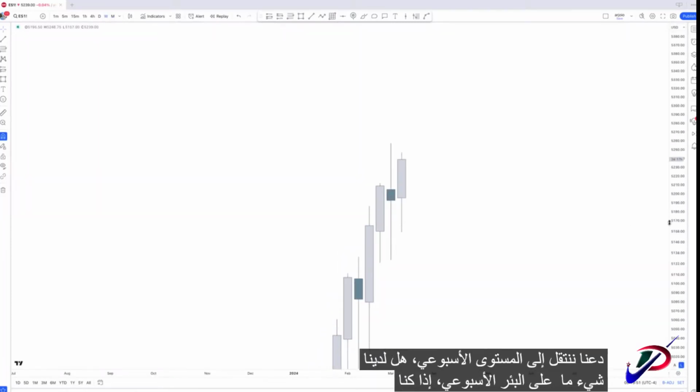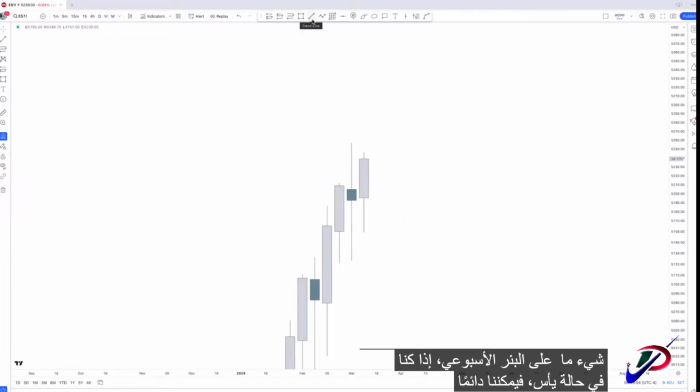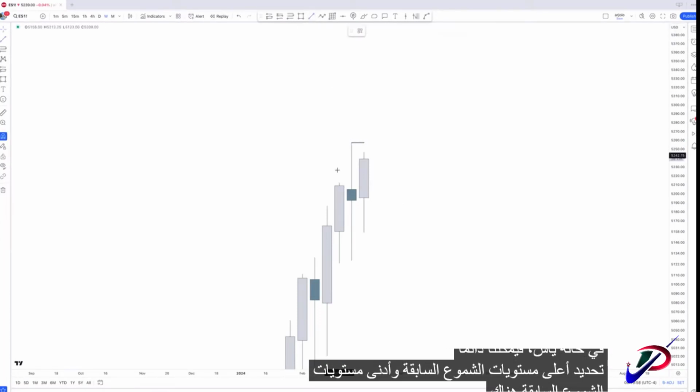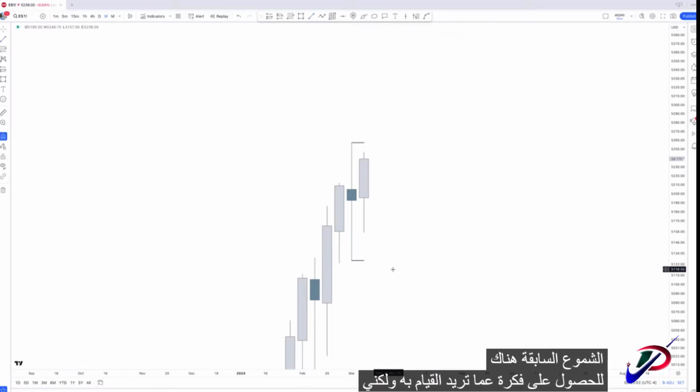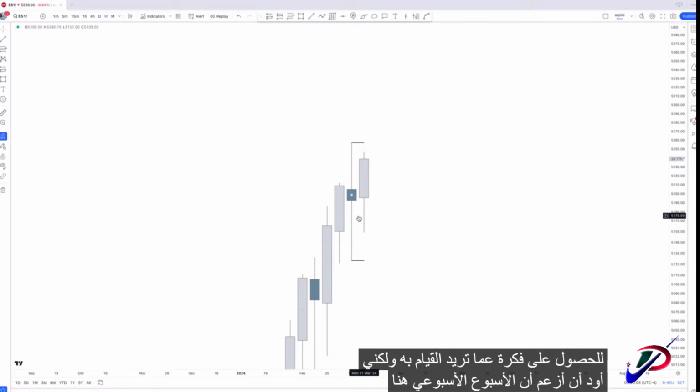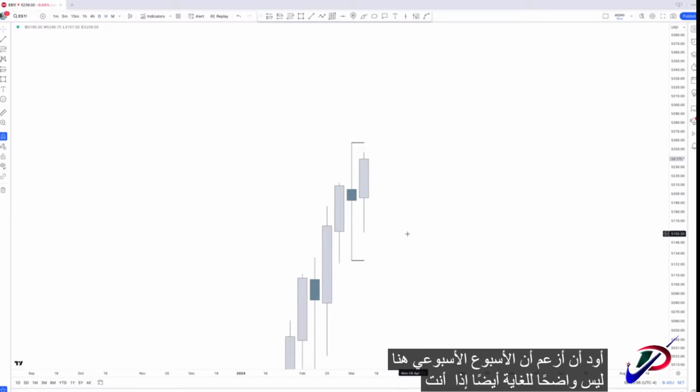Do we have something on the weekly? Well, if we are in desperation, then we can always mark out previous candles highs and previous candle lows right there to potentially get an idea of what it wants to do. But I would argue the weekly right here is also not super clear. If you're struggling with the top-down analysis, I can see why this right here would be a struggle in the beginning.